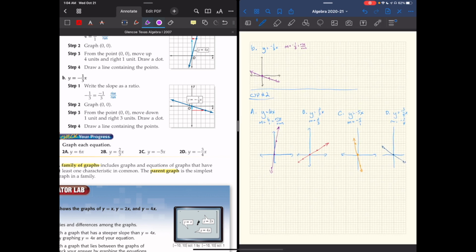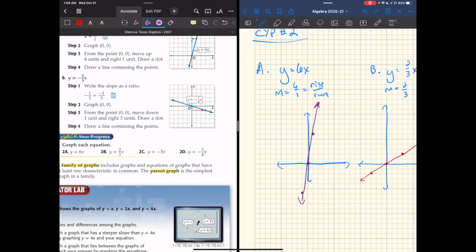All right, you should have completed Check Your Progress 2, at least 2 or 3 of them, if not all 4 by now. For Check Your Progress 2a, y equals 6x, you can see I represented the rise over run as 6 over 1, so that means from the origin we are going up 6 over 1, up 6 over 1, or if we prefer, down 6 backwards 1. Either way, we get a very steep line passing through the origin.